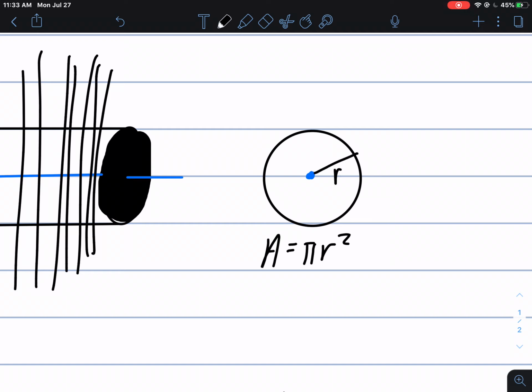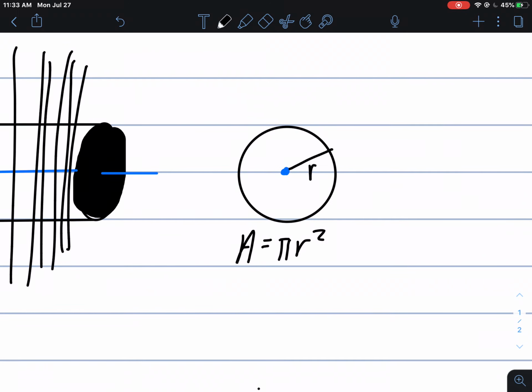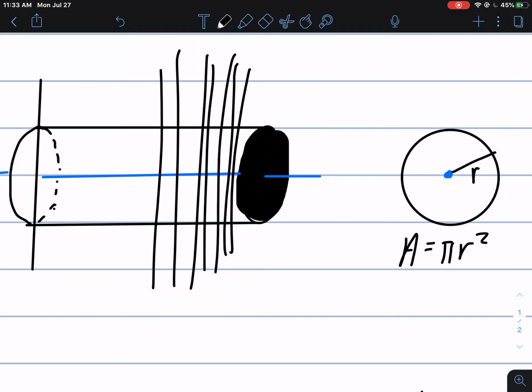It has a radius. And I can calculate the area of this by using the area formula for a circle, right? Pi r squared. Now, if this happens to be a perfect cylinder, like this one is, and every slice has exactly the same area, then that becomes a constant, right? In other words, whatever the radius of this thing is, every single slice is going to have exactly the same area, so that value then becomes a constant.